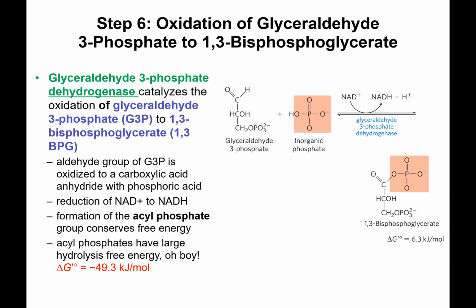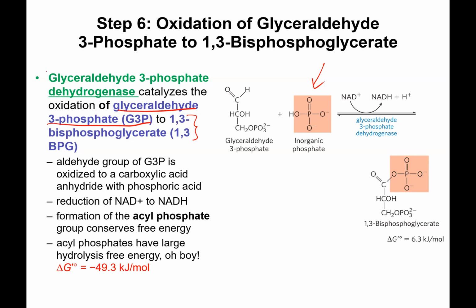Okay, so the first step of the payoff phase, i.e. step 6, is the conversion of G3P, glyceraldehyde 3-phosphate, to 1,3-bisphosphoglycerate. Now, this is a phosphorylation reaction, but note that this is a very different phosphorylation reaction. We are not using ATP. We're using inorganic phosphate. So that's one thing to take note of.